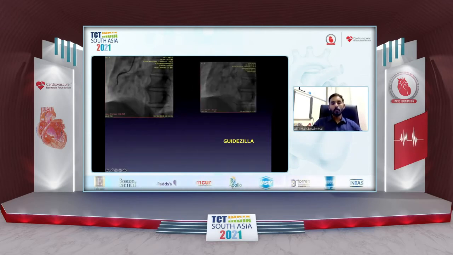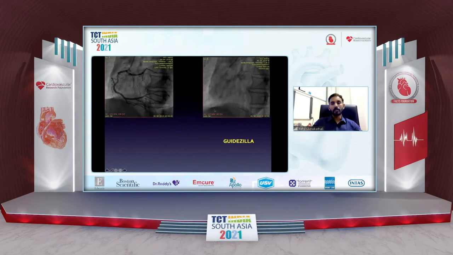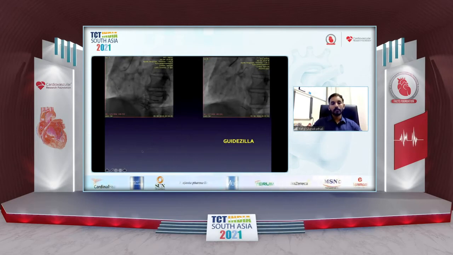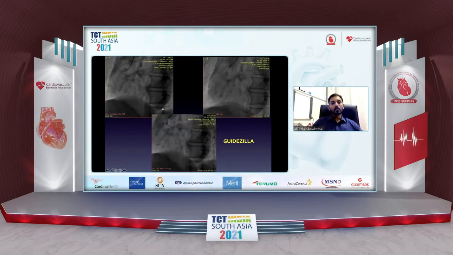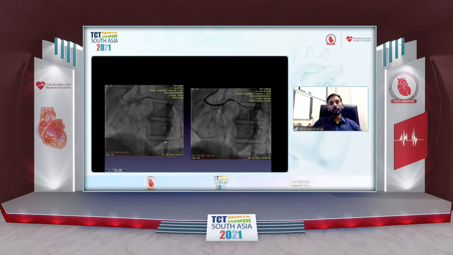So this is the Amplatz guiding catheter I used. I put a wire for support in the right coronary artery and then took the other wire to the circumflex artery. To avoid damage, I took a Guidezilla in, got it all the way in deeply, and then deployed the stent, thereby avoiding any damage to the ostium of the right coronary artery, which is a major artery supplying the heart.